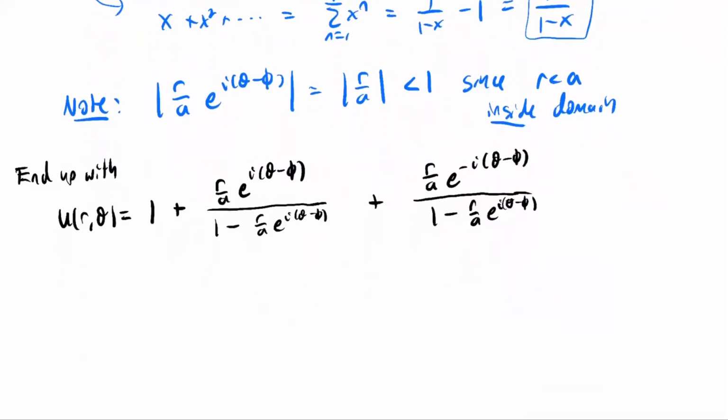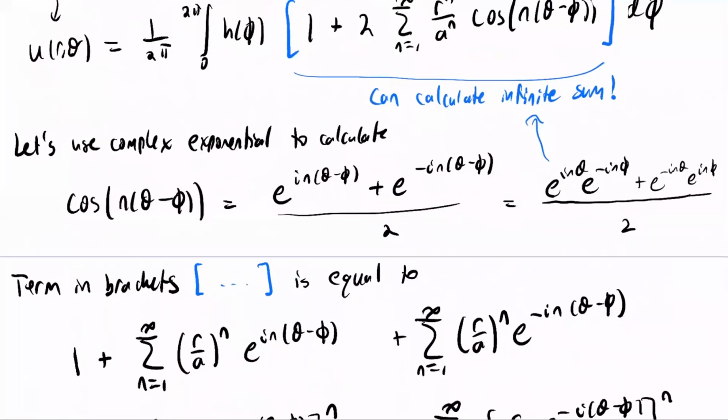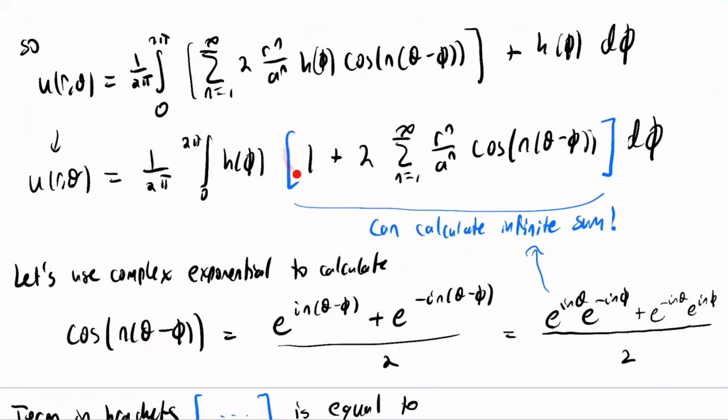Now what we want to do is combine these to simplify the formula a little bit more. Sorry, this is not u, this is the bracket term. So if we go back to our formula for u, what we've just calculated is this stuff here. What I want to do now is simplify it a little bit further, and then we'll have an integral formula for u, which will be a lot easier to work with than the infinite series formula.